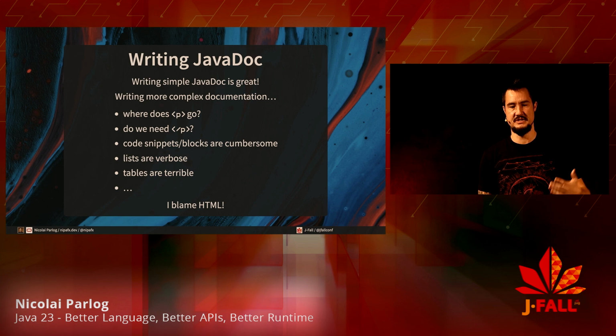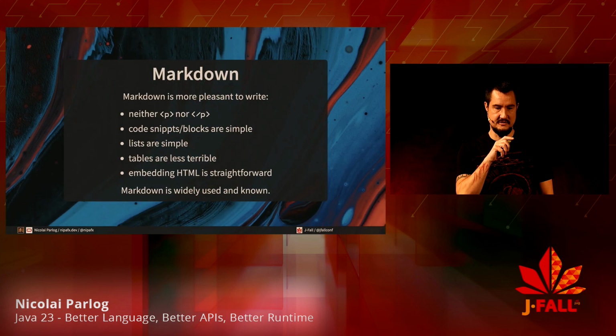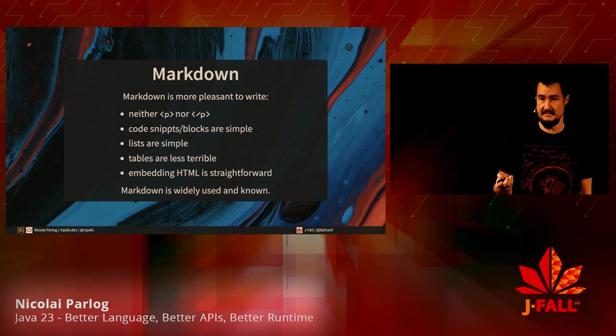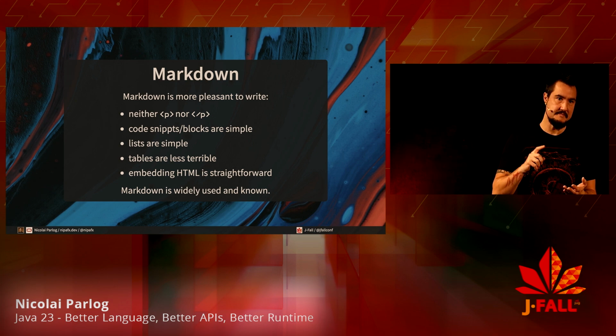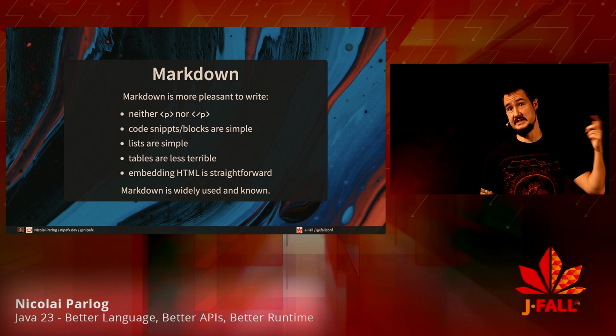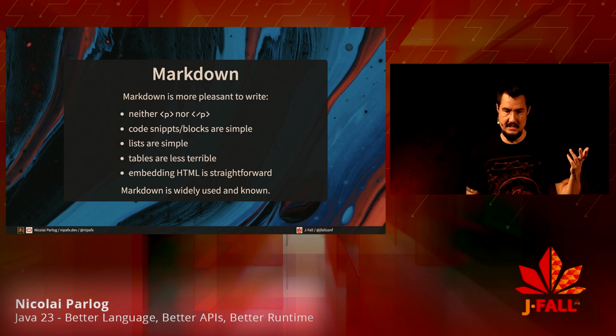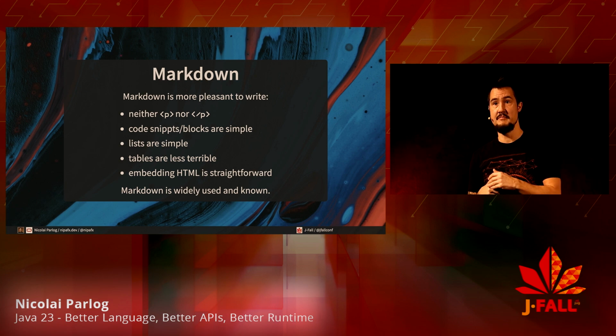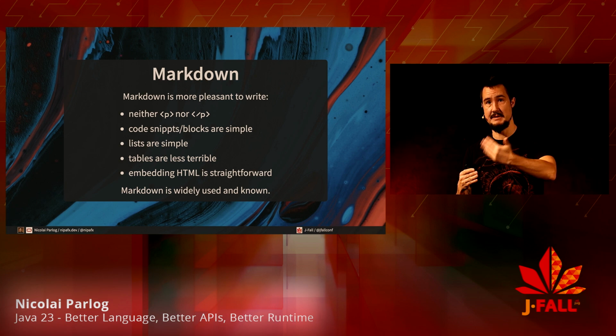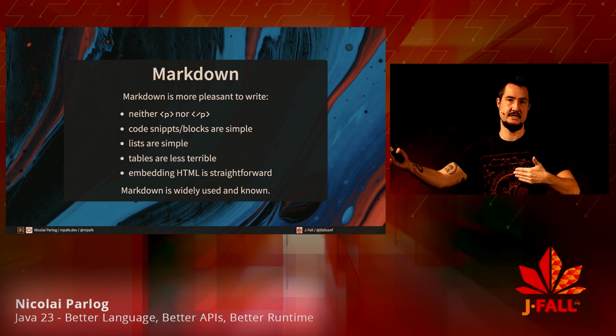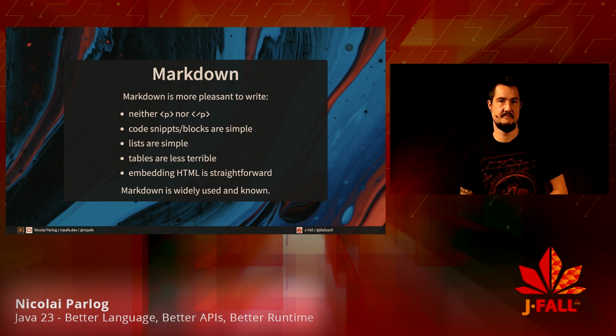Many of these issues are down to me having to write HTML manually, which is not something that's particularly fun to do. Markdown is easier to write, right? You don't need to care about paragraphs. Code snippets and blocks are super simple and look good. Lists are simple. Tables are still terrible, like in HTML, but maybe a little less so. And whenever Markdown runs out of steam and you need something more complex, you can always just embed HTML and it will pass through any Markdown parser, and that's good.